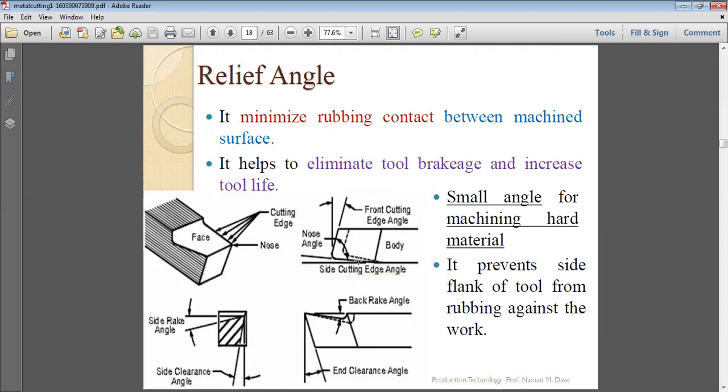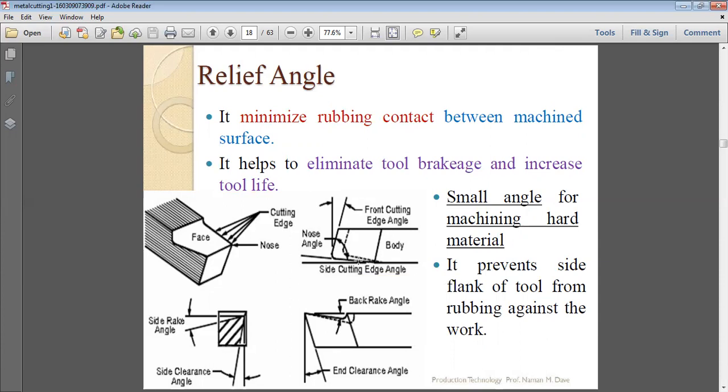First, it reduces friction. Secondly, it increases the life of the tool. Clear? Because if the tool rubs directly onto the workpiece under such high force, pressure and temperature ranges, it will surely affect the life of the tool. So it helps to eliminate tool breakage and increase the tool life.